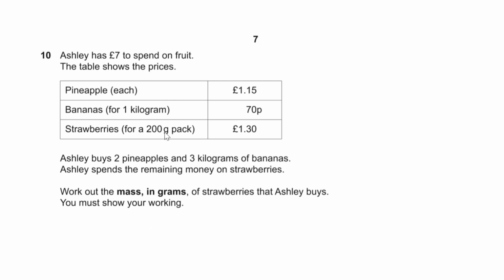Question number 10. Ashley has £7 to spend on fruit. The table shows the prices. We've got pineapples, which are £1.15 each. Bananas for 1 kilogram are 70p. Strawberries for a 200 gram pack is £1.30. Ashley buys 2 pineapples and 3 kilograms of bananas. Ashley spends the remaining money on strawberries. We have to work out the mass in grams of strawberries that Ashley buys. You must show your working.